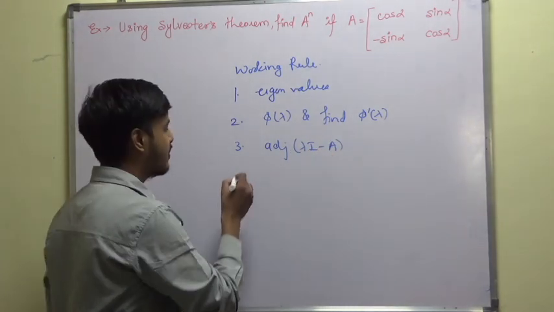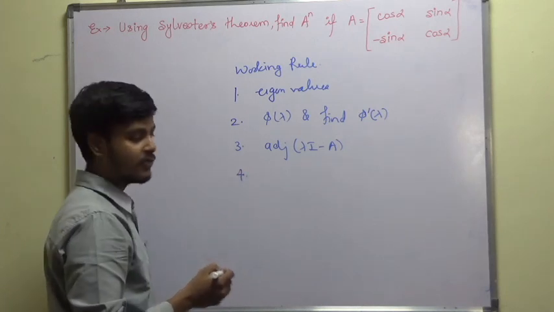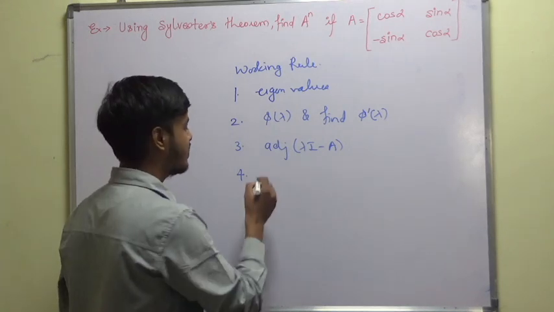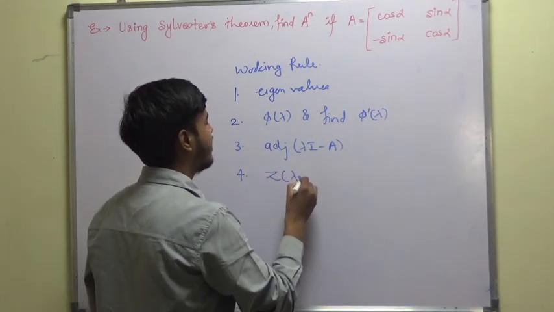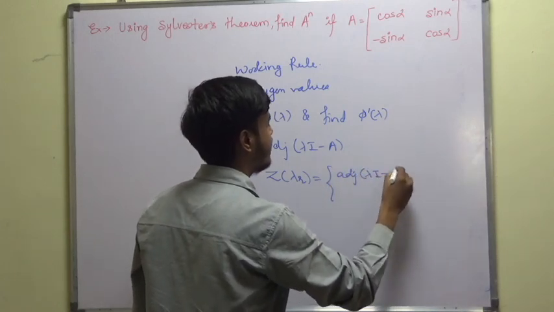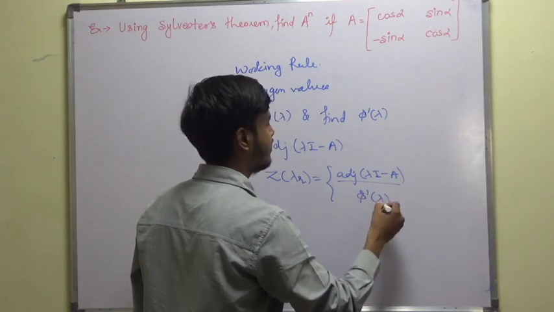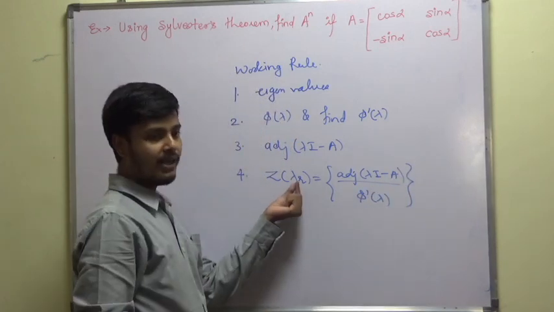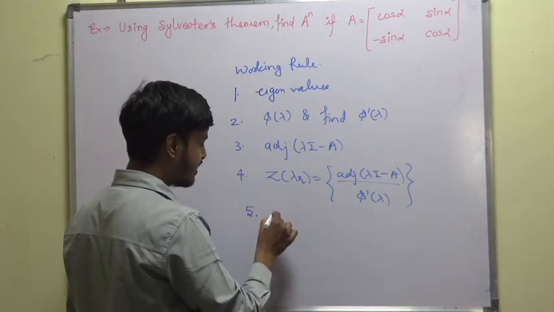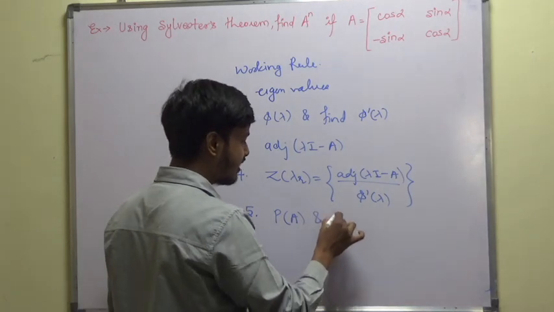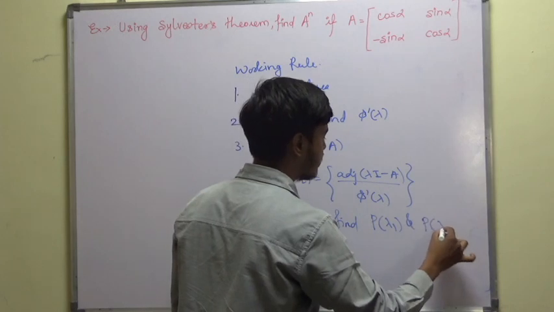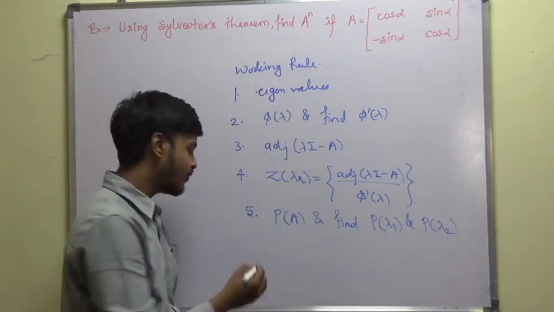Is it? Number 4, what was the fourth step? Fourth step was to write down the Sylvester's coefficient. Z of lambda r is equal to adjoint of lambda I minus A upon phi dash of lambda, and find out Z of lambda 1, Z of lambda 2. Okay. Next, number 5, what is it? Write P of A and find P of lambda 1 and P of lambda 2. Is it? And what was the last step?